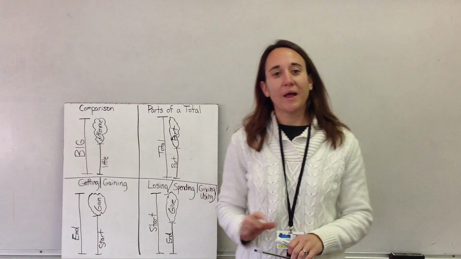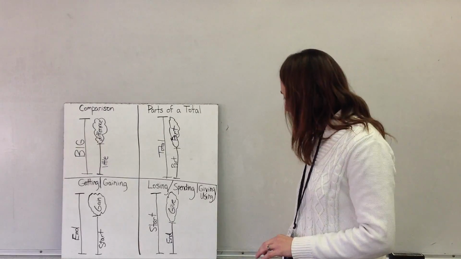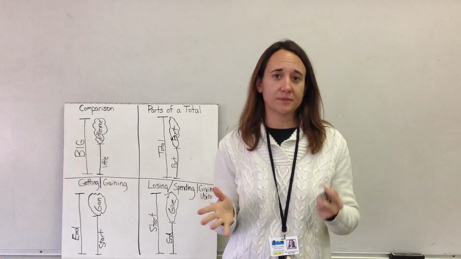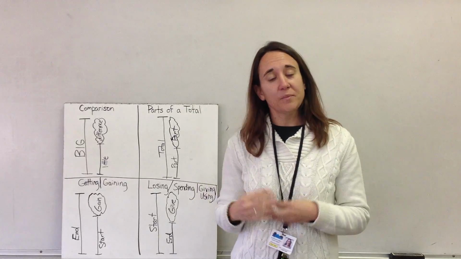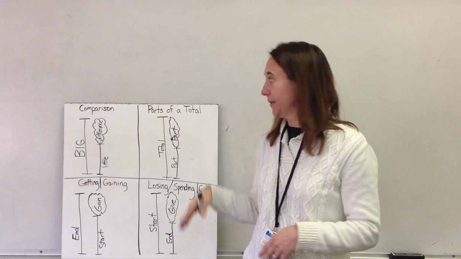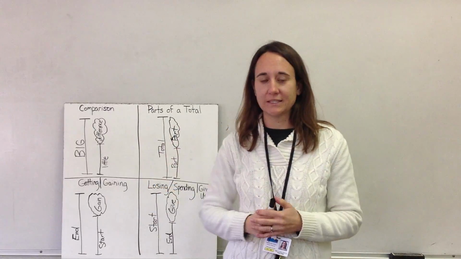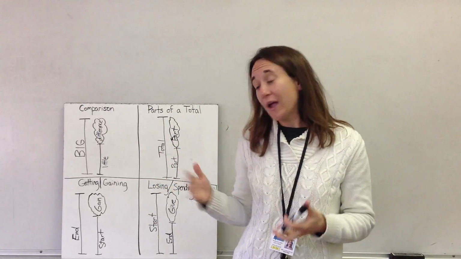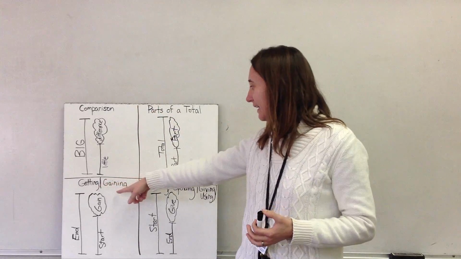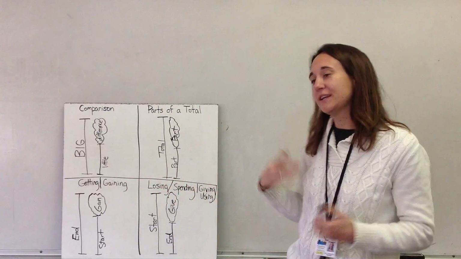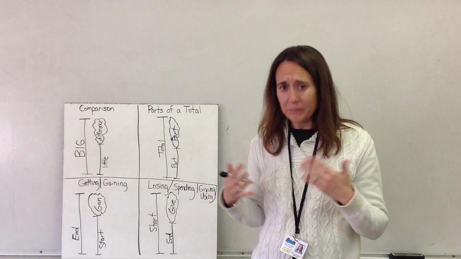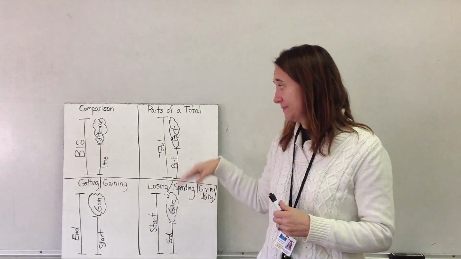Okay, so today we're going to talk about problem types with addition and subtraction. And there's four basic problem types when it comes to addition and subtraction. The important part is not to think, well, comparison problems are always subtraction problems, and parts of a total problems are always addition problems. It's not like that. Any of these problems, comparison, parts of a total, getting and gaining, losing, spending, giving, using, can be both addition and subtraction problems. It just depends on what part is missing.